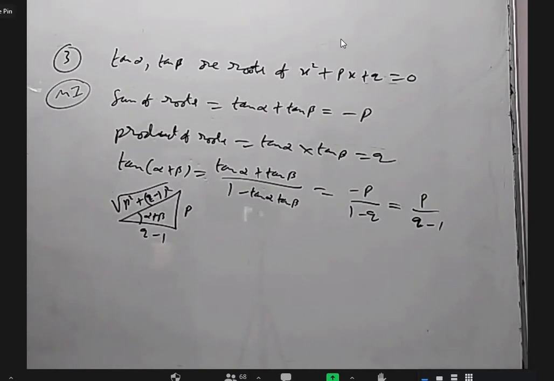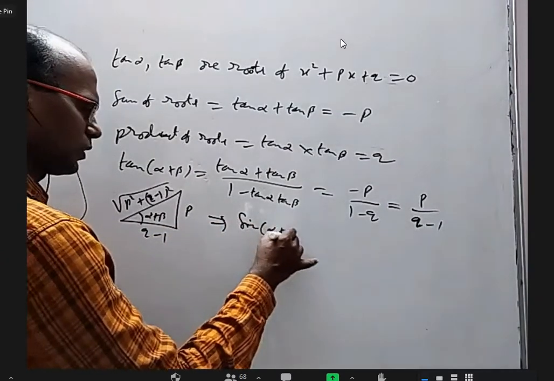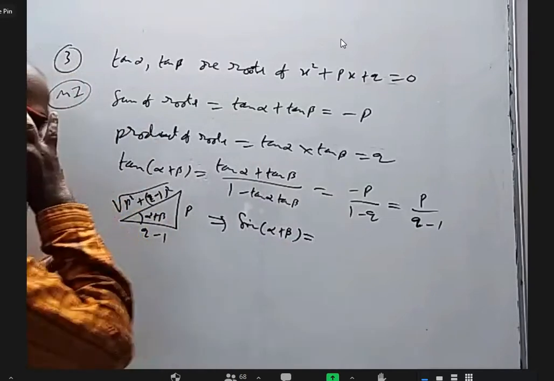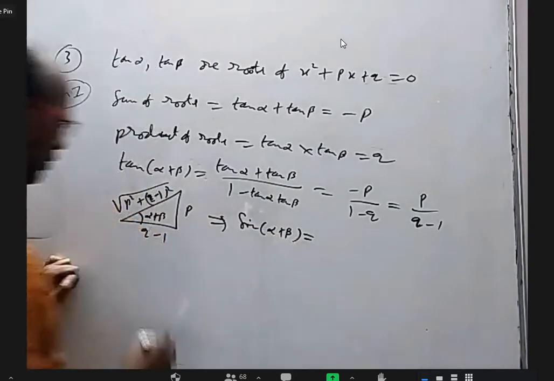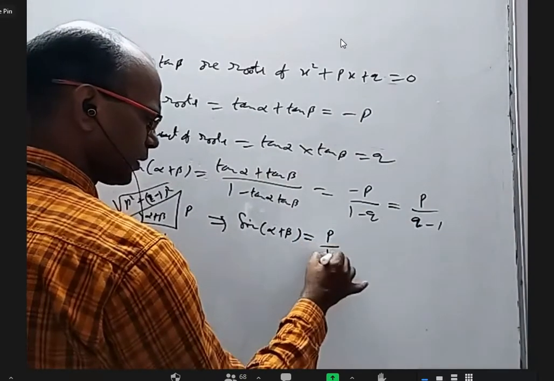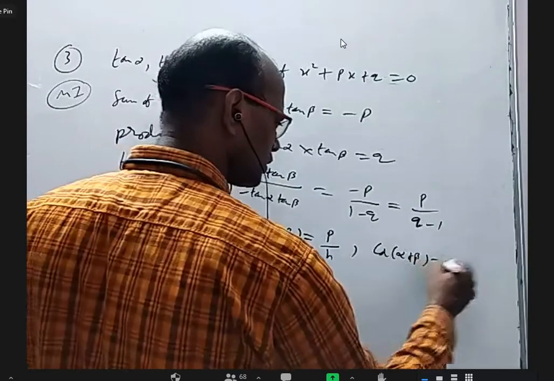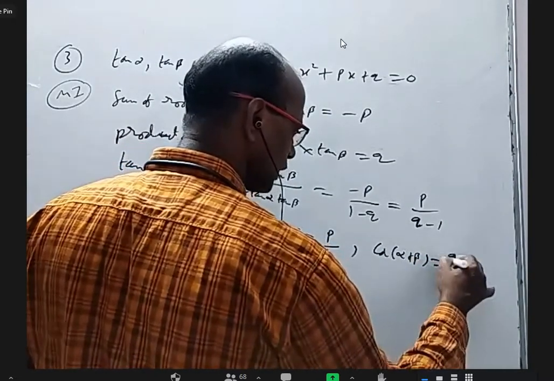Because, of course, if I square it, I'll get p square. Okay, let it be. From this, sin alpha plus beta is p by h, where I'll call the hypotenuse h and substitute it later. And cos alpha plus beta is q minus 1 by h, hypotenuse.